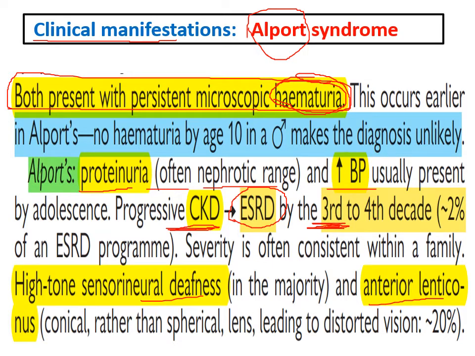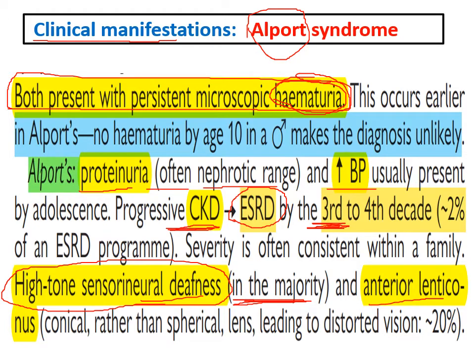The ear involvement is usually in the form of high-tone sensorineural deafness, which is present in most of the cases, usually in the second decade. By adolescence, it becomes very obvious.